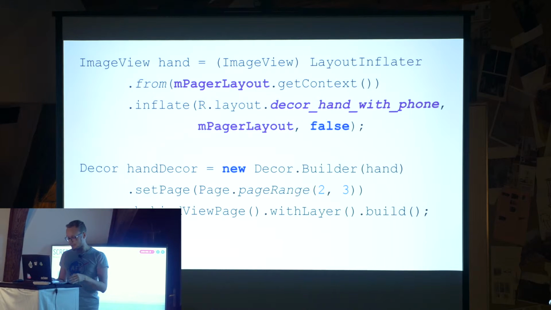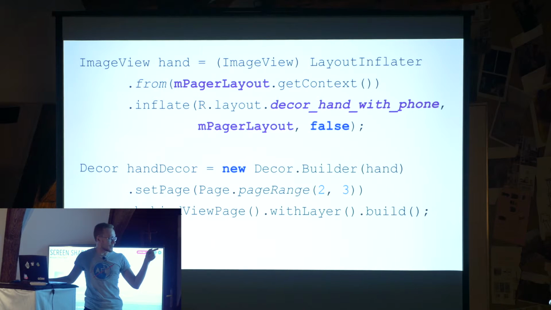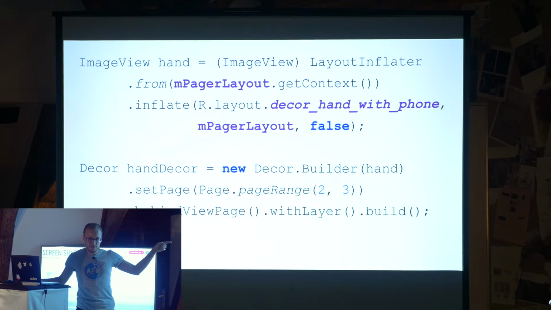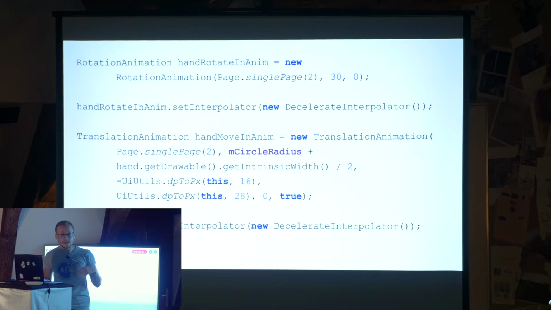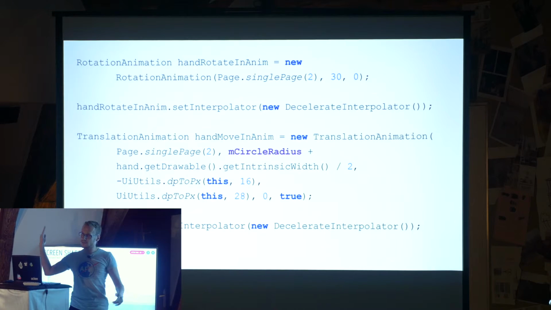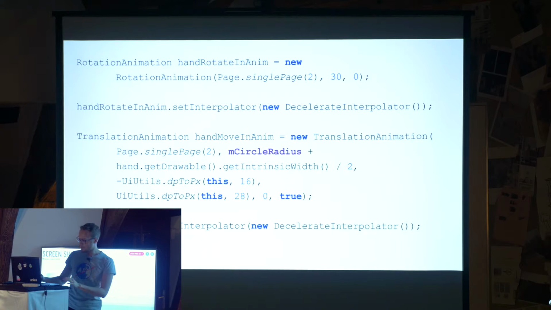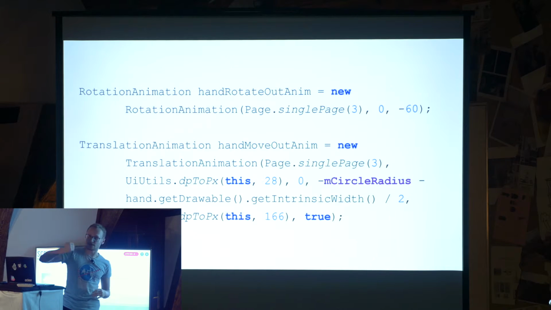Decor is an abstraction under this object. It's a part of this library, Sparkle Motion, and it knows all the information that we need about it. It knows the page range in which we want to change this parameter, and different other settings. Then we are defining our animations. So we can see that the rotation and translation animations are defined here. So it's an animation when the hand comes out, and the next one is when the hand disappears to the bottom.